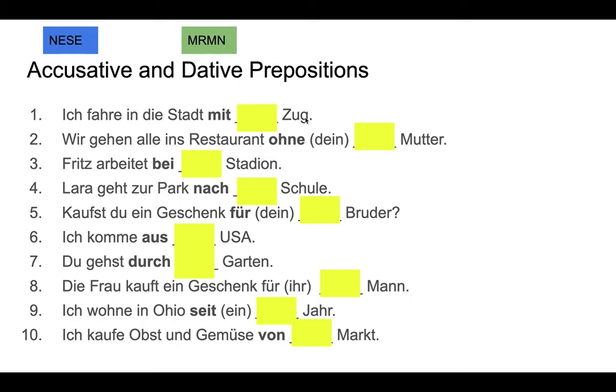For some of them, I've given you a word in parentheses that you're going to tack an ending onto instead. So in number 2, for example, you're going to tack an ending onto dein. If I didn't give you an article in parentheses, it's because you're going to use a der word. Pause this video now and come back to check your answers once you have done this exercise.